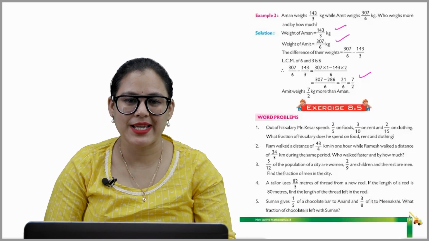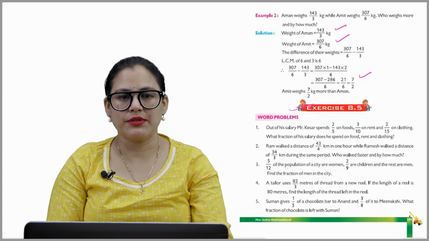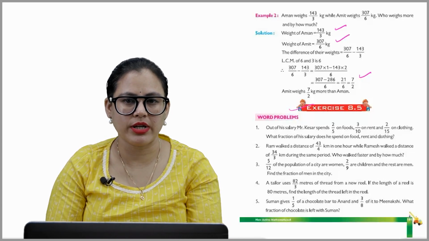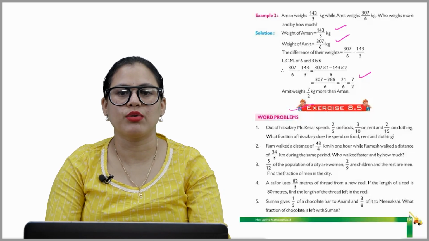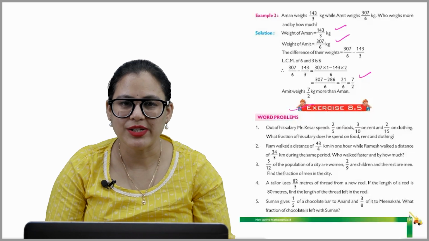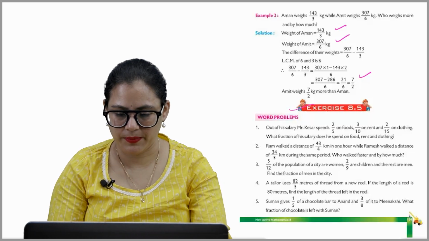Let's do exercise 8.5. Word problems. Out of his salary, Mr. Kesa spends 2 by 5 on food, 3 by 10 on rent and 2 by 15 on clothing. What fraction of his salary does he spend on food, rent and clothing? So what will we do? We simply add these three fractions.